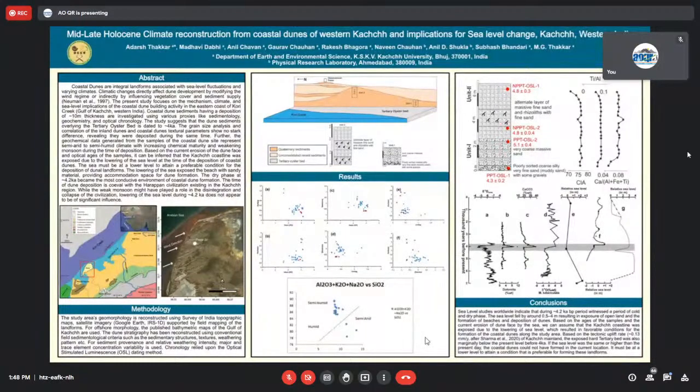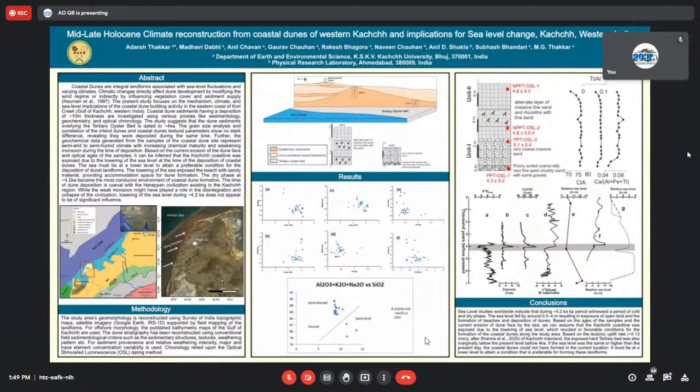So we have studied the geomorphology of the area, and created geological and bathymetric maps. The dune stratigraphy has been reconstructed based on field observations. We have done major and trace element analysis of sediments to get the weathering and aridity indices. We've also done grain size analysis and OSL dating of the sediments. So I'll take you through all of it.